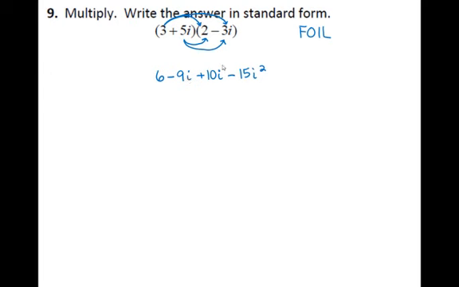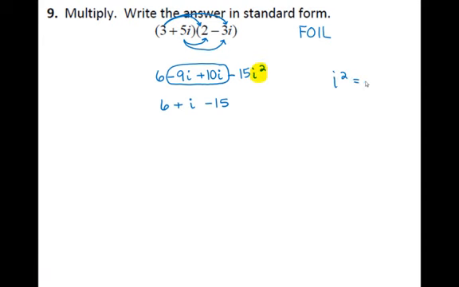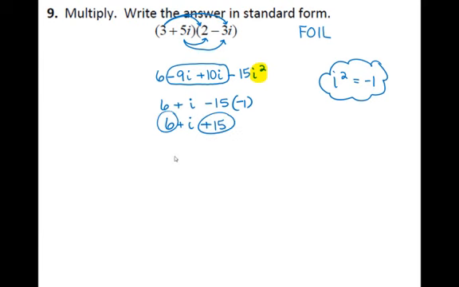Now in the middle, I can combine like terms. I can combine negative 9i plus 10i. That's a positive 1i. And every time you come across an i to the second power, we're going to change that to a negative 1. i to the second power is negative 1. 6 plus i plus 15. Negative 15 times negative 1 is positive 15. We're going to combine like terms now. 6 plus 15, those are real. That's 21 plus 1i. That's my imaginary part.